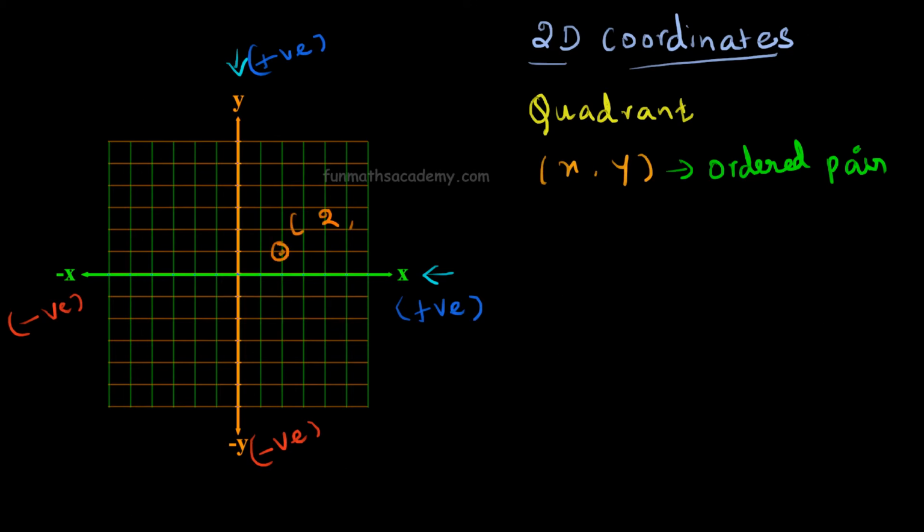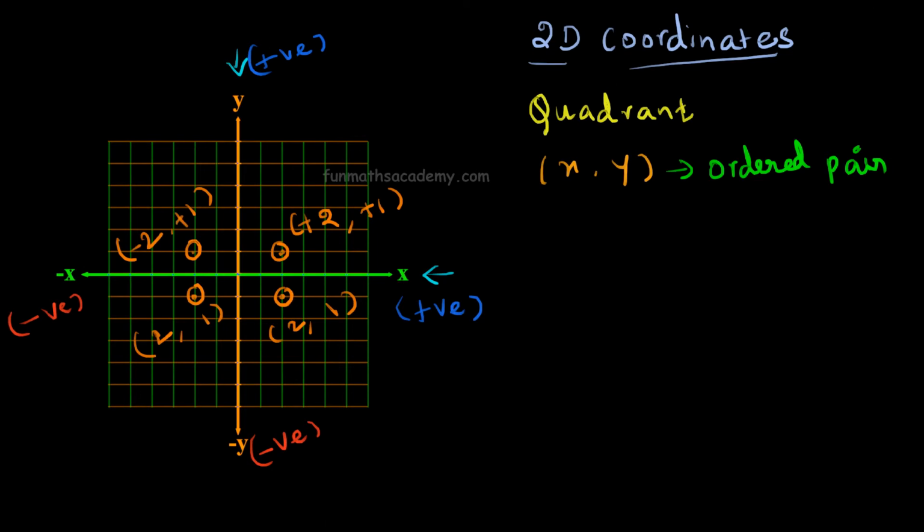For example, in every quadrant, we will have a point where the value of x will be 2 and the value of y is 1. But as x and y are both positive in the first quadrant, the point will be (2, 1) in the first quadrant. In the second quadrant, x is negative and y is positive. So, the coordinate point will be (-2, 1).